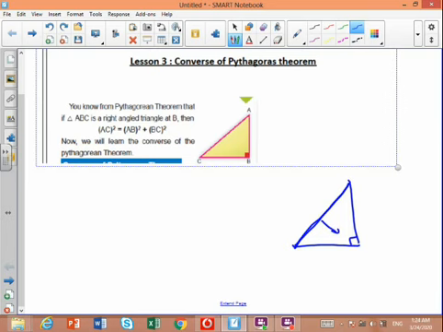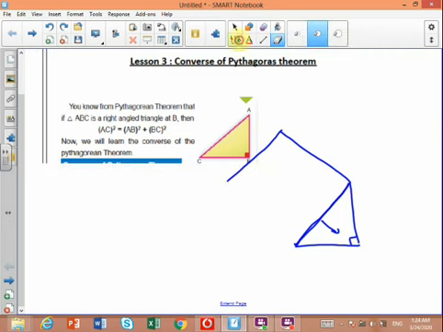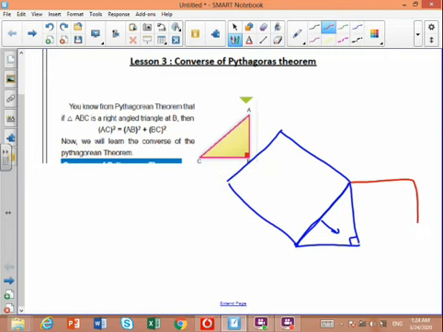is equal to the sum of the two areas of the squares drawn on the other two sides. For example, if this side is 4, this side is 3 and this side is 5, then to get the area of the square on the hypotenuse, 5 square, side square, equals 25.